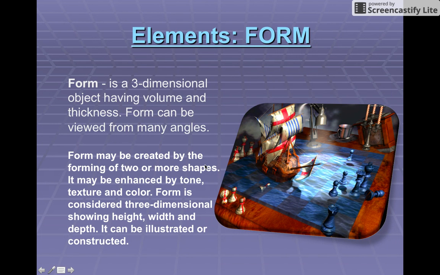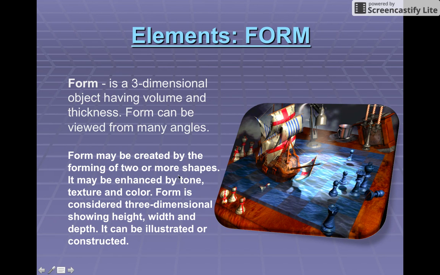And shapes leads us to form. Forms just add one more definition or one more dimension of depth to make it three-dimensional. So shapes have height and width. Now once you have form, it's three-dimensional and you have a depth. So form is a three-dimensional object having volume and thickness. They can be viewed from many angles. So because it has depth, now it's three-dimensional. You can view it from top, bottom, side, left, right.